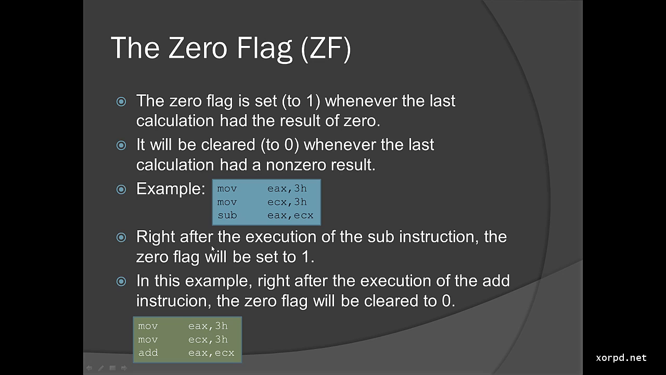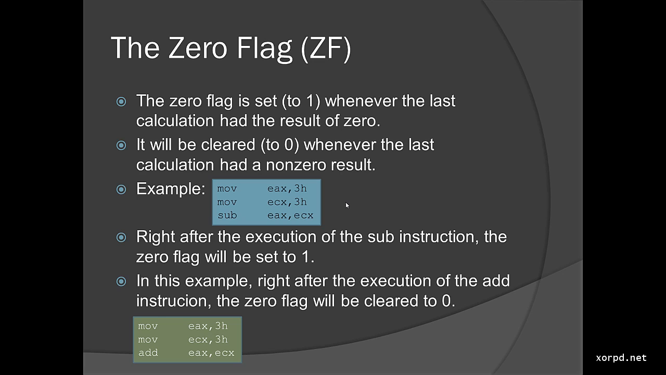Let's look at an example. We have those 3 instructions, mov, mov, and sub. The first one moves 3 into EAX, the next one moves 3 into ECX. Those first two instructions have no effect at all on the zero flag, because they are not calculation, they are about data transfer. And then we have this last instruction, sub, which subtracts the values of EAX and ECX. It actually calculates 3 minus 3, and the result is 0. Therefore, right after the execution of this sub instruction, the zero flag will be set to 1.